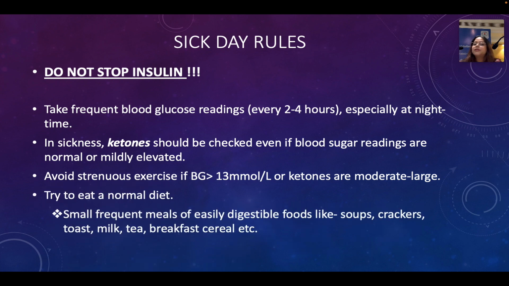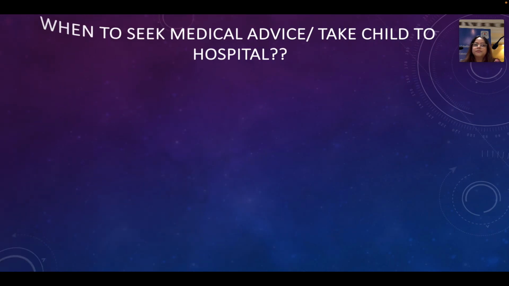And normal diet should be insisted on. They can take small frequent meals of easily digestible food like soup, toast, milk, tea, etc. And the diabetes team should be contacted.